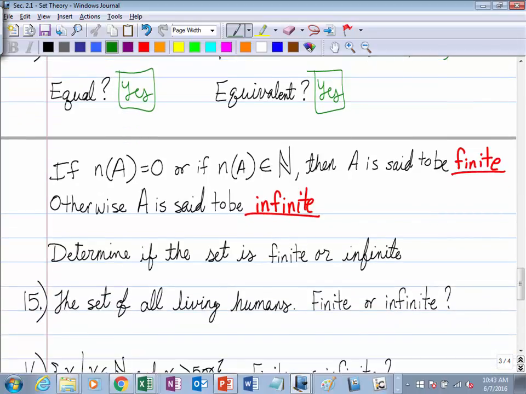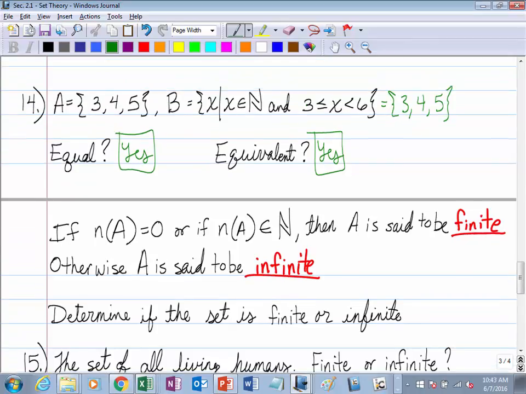All right, so then we'll look at the difference between a finite set and an infinite set. So if the cardinal number of the set is either 0 or a natural number, then it's said to be finite. Otherwise, it's infinite.